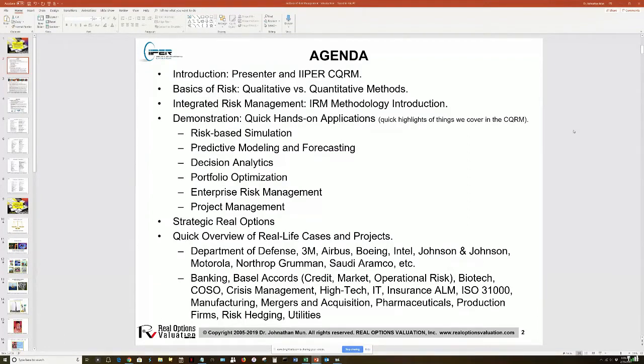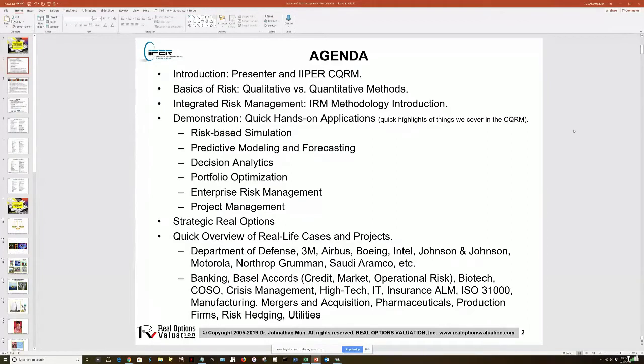So I'll just jump fairly quickly across a few of these things to illustrate how the United States Department of Defense, the DoD, the federal government in the U.S., actually utilizes some of these methodologies. Companies like 3M, Airbus, Boeing, Intel, Johnson & Johnson, Motorola, all the way down to the small mom and pop firms as well.